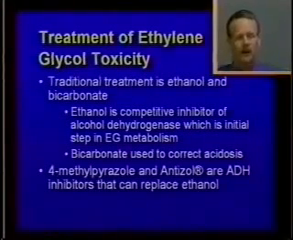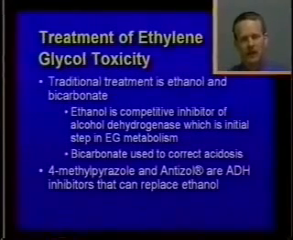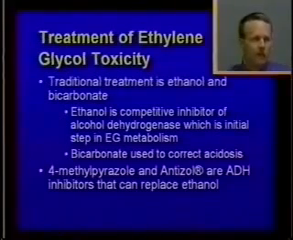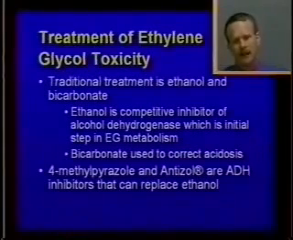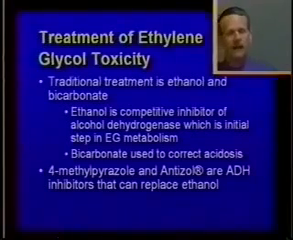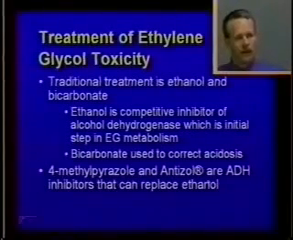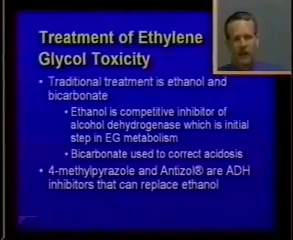Ethanol is a competitive inhibitor of alcohol dehydrogenase, which is the enzyme responsible for the first step in ethylene glycol metabolism. If you can block that first step and prevent it from being converted to glycolic acid and then on to oxalic acid, you can prevent most of the severe toxicity from ethylene glycol intoxication. Administration of bicarbonate will be used to correct the acidosis that occurs with ethylene glycol, and this can alleviate many of the symptoms, especially CNS-type symptoms that can occur with ethylene glycol intoxication.